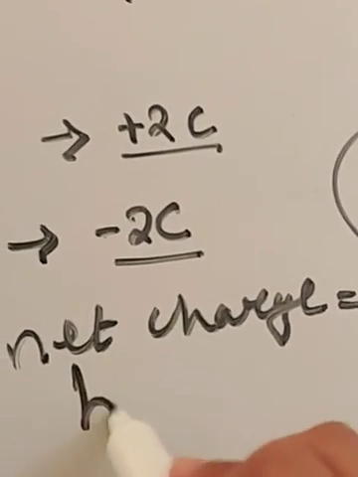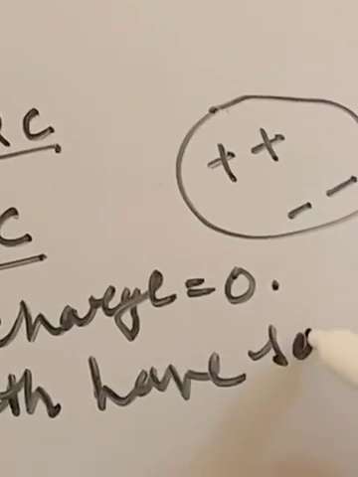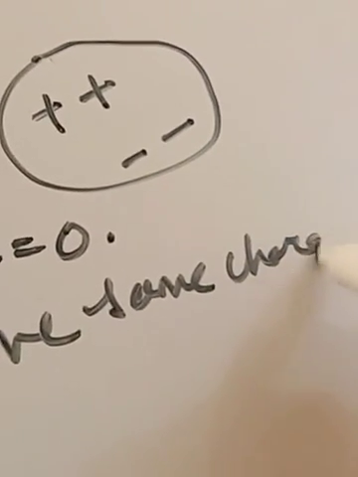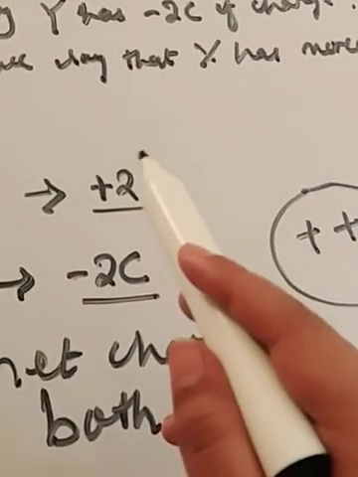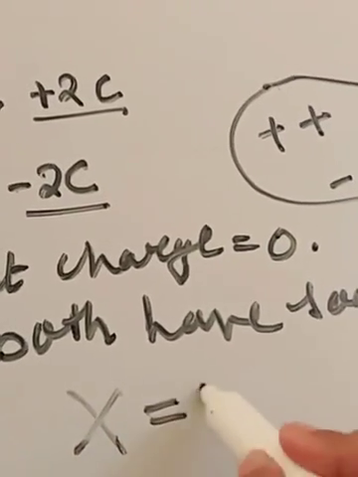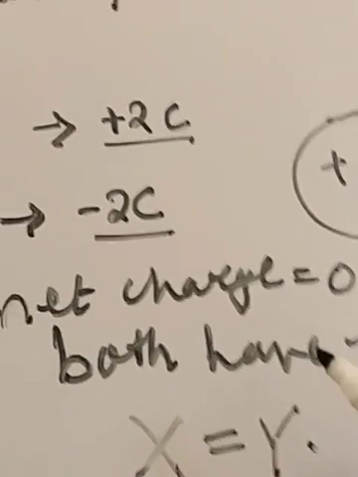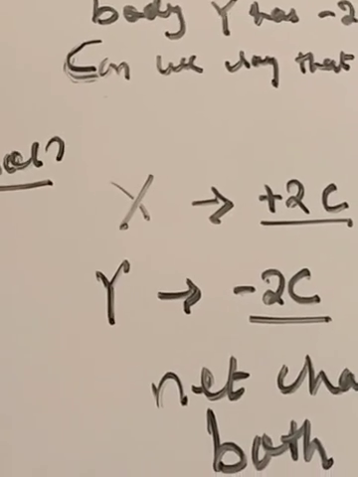Both have same charges, equally distributed. So neutral body. Neither X is greater than Y nor X is less than Y, and vice versa. The answer is X is equal to Y. Okay. Now a question I am giving you. You try it.